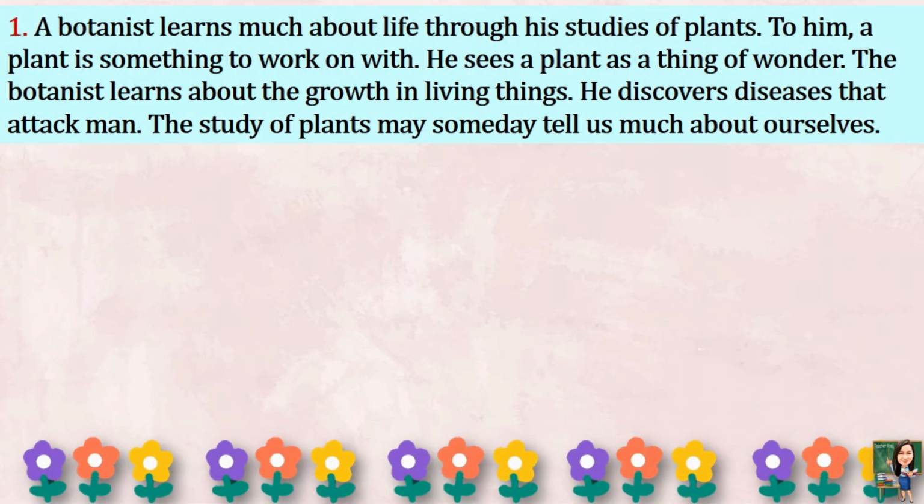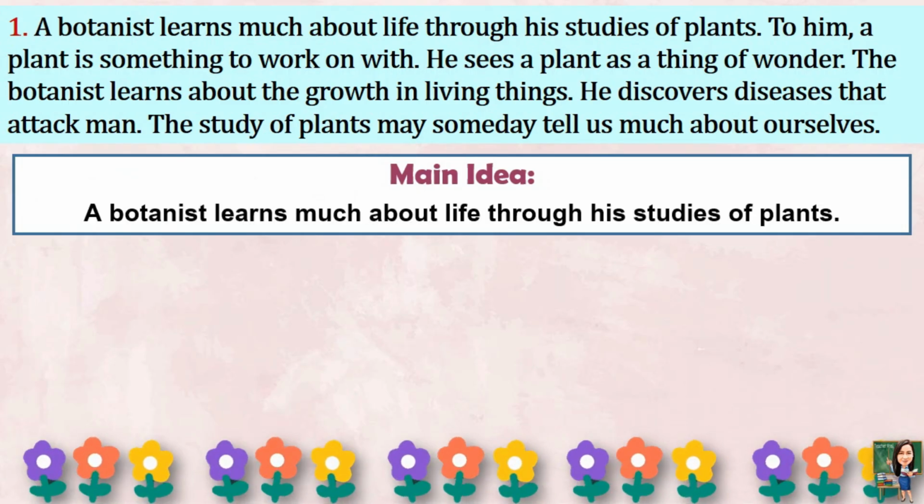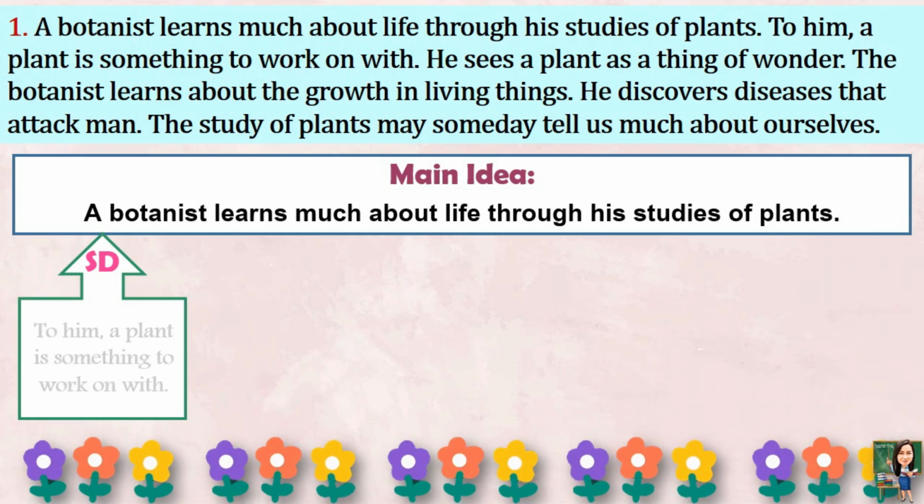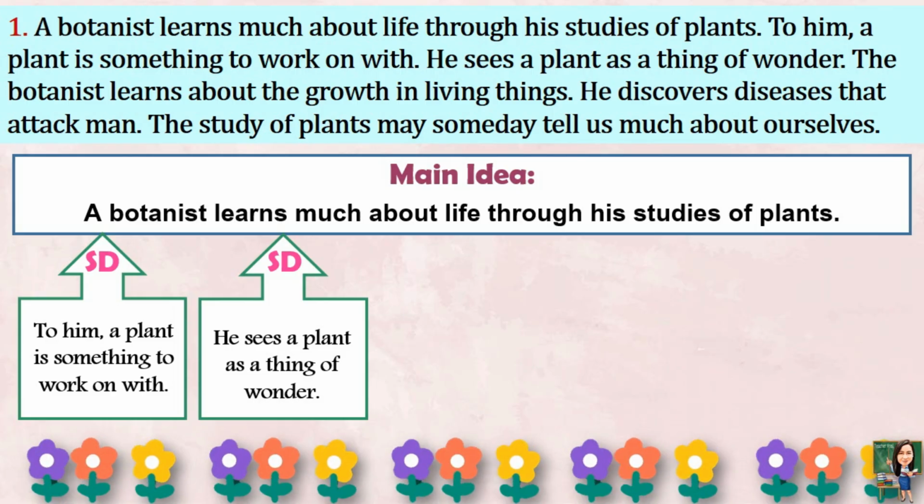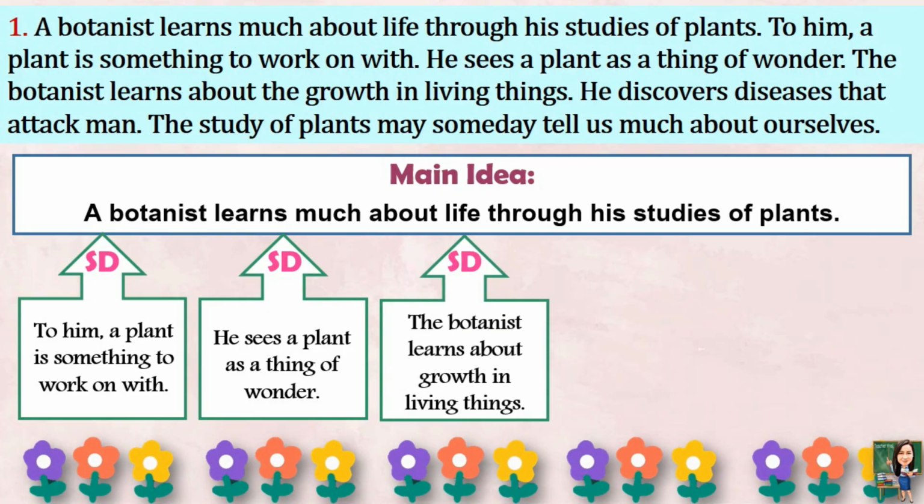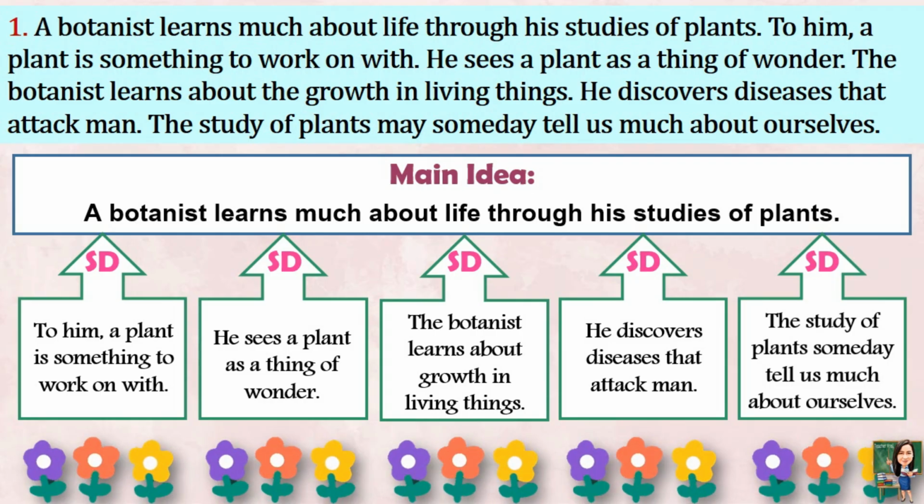So here is the graphic organizer. The main idea on this paragraph is, a botanist learns much about life through his studies of plants. The first supporting detail is, to him, a plant is something to work on with. The second supporting detail is, he sees a plant as a thing of wonder. The third supporting detail is, the botanist learns about growth in living things. The fourth supporting detail is, he discovers diseases that attack man. And the fifth supporting detail is, the study of plants may someday tell us much about ourselves.